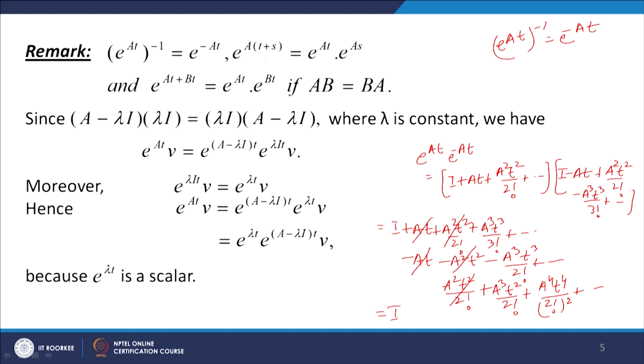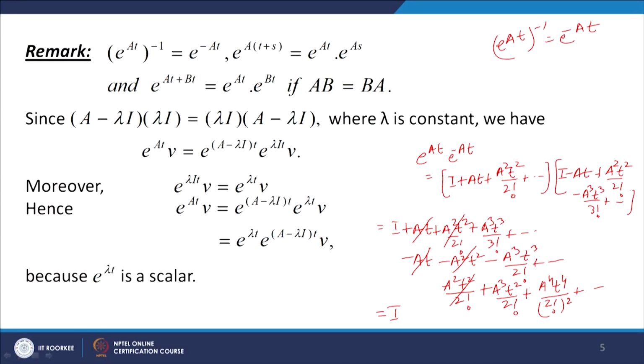And similarly, if you multiply the series for e to the power a t and the series for e to the power b t, you will get the series for e to the power a t plus b t. But here when you multiply e to the power a t into e to the power b t, you need a b equal to b a in order to get e to the power a t plus b t. So e to the power a t plus b t is e to the power a t into e to the power b t only if a b equal to b a.